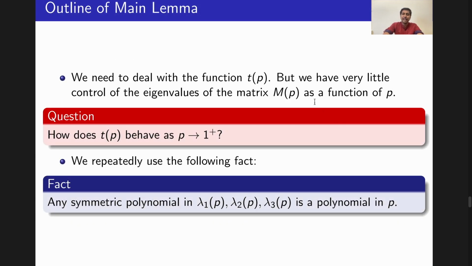Now, again, we'll note that we defined the matrices M of P by defining the entries in terms of the function P. But T of P is defined in terms of the eigenvalues of the matrix M of P. And we have very little control over the eigenvalues as a function of P. So what we're going to do now is study the behavior of the function T of P as P converges to 1. And we will repeatedly use the fact that any symmetric polynomial in lambda 1, lambda 2, and lambda 3 will be a polynomial in P.